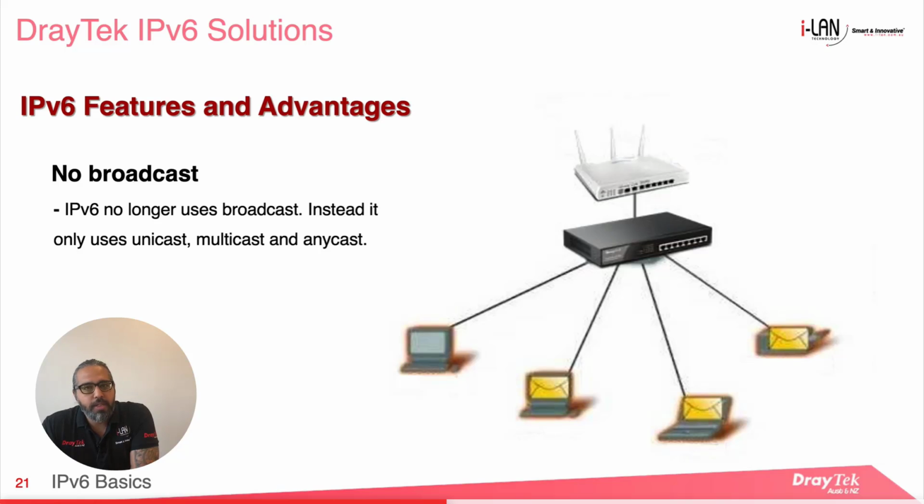IPv6 no longer uses broadcast. Instead, it only uses unicast, multicast, and anycast. This means it no longer affects the performance of the hosts or computers in the network. Using broadcast caused the network interface card to interrupt the CPU each time, and all the PCs in the network had to process the broadcast even when the message was not intended for them.